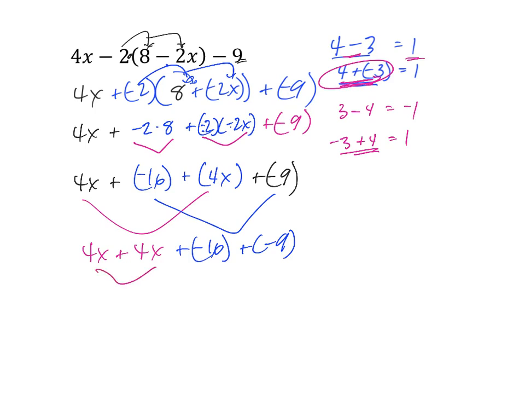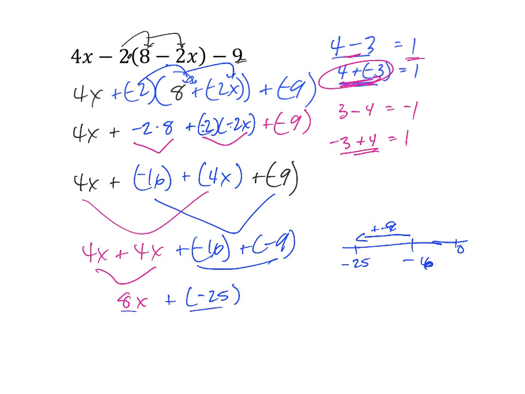4x plus 4x is 8x, plus negative 16 plus negative 9. If I'm at negative 16 and I add negative 9, I'm going to go to the left. Zero is over here, so I'm going to be at negative 25. So this is going to be plus negative 25. And I'm done because now I have unlike terms.